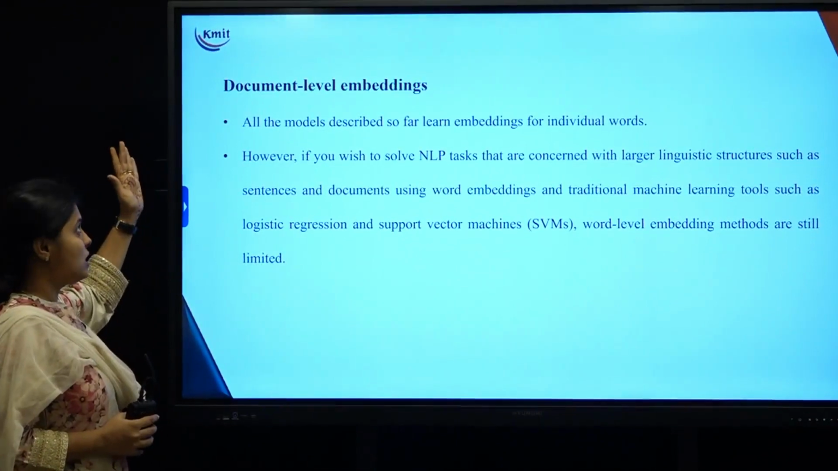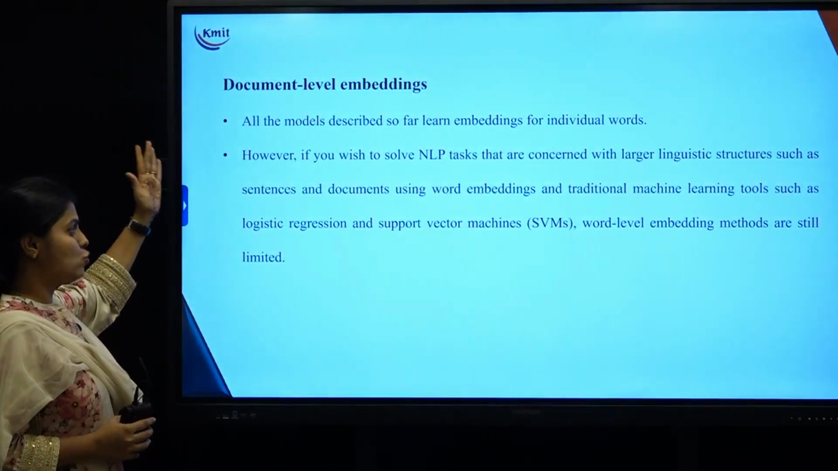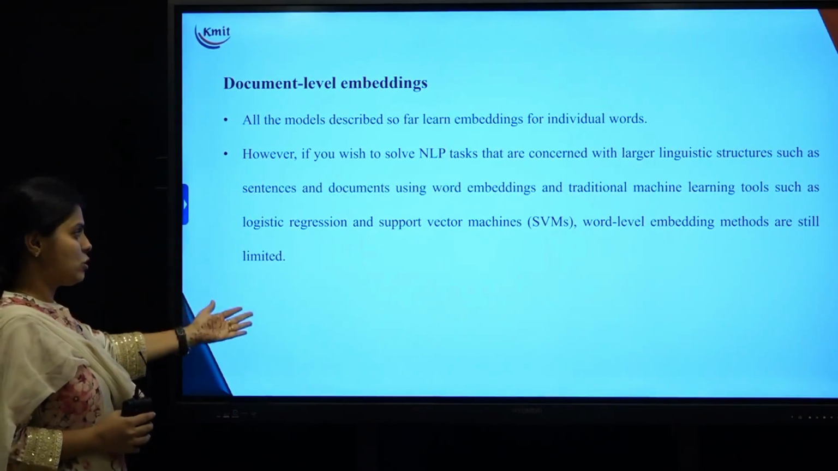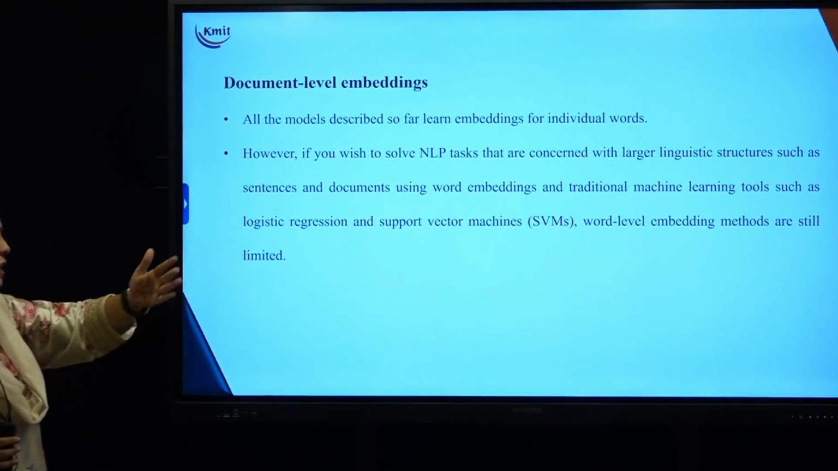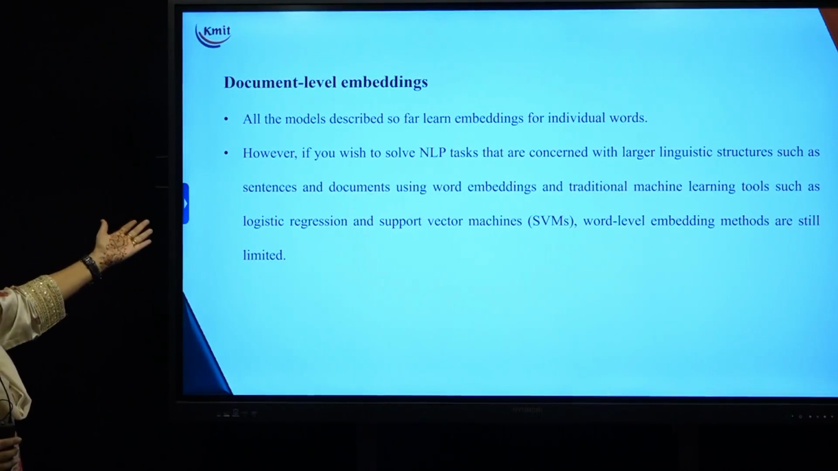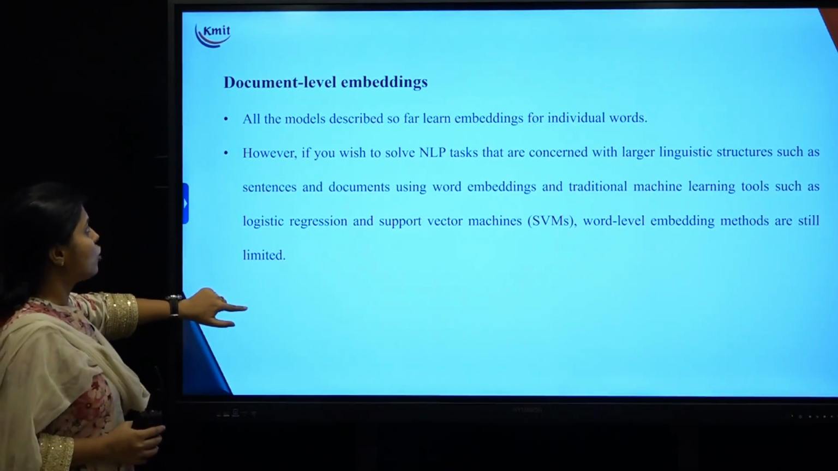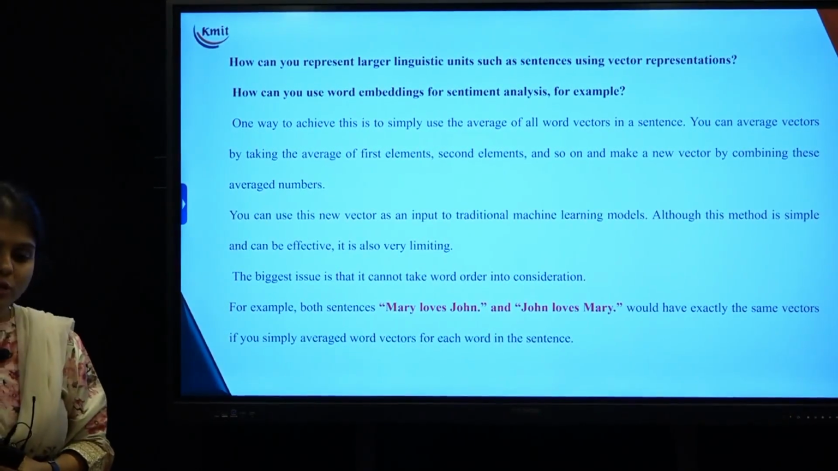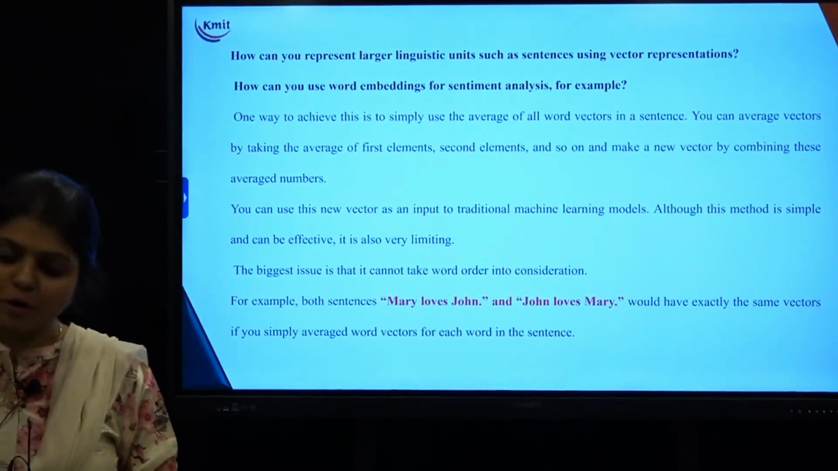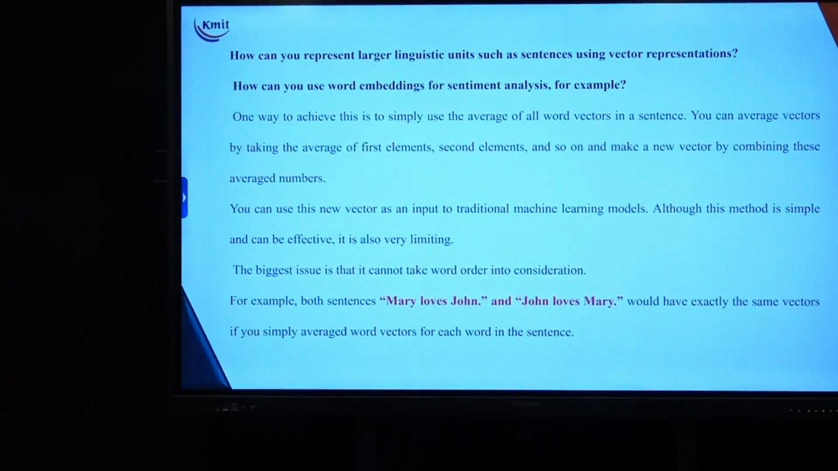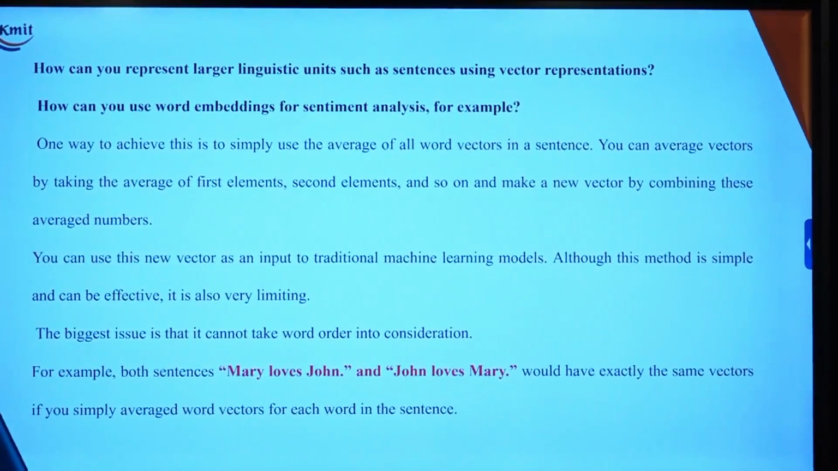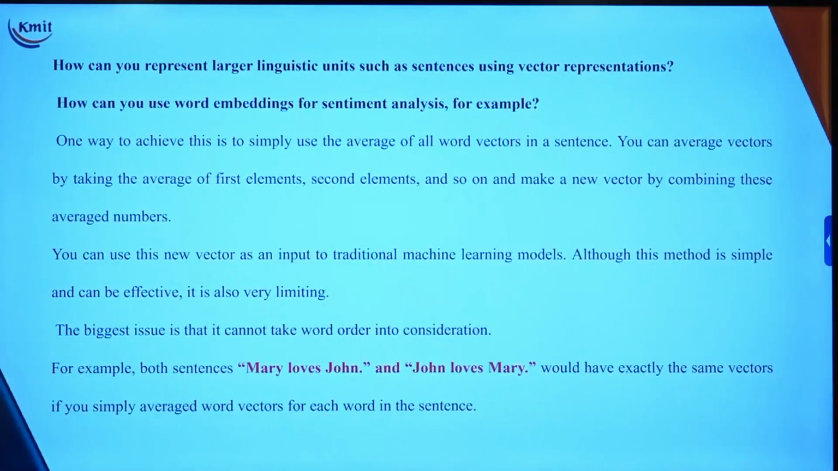So for attaining document level embeddings, we have many traditional machine learning tools like logistic regression and SVMs, along with word embedding models, that we can work with for document level embeddings. Now, there are two things that come into the picture when we talk about document level embeddings. The first question is, how can you represent larger linguistic units such as sentences using a vector?